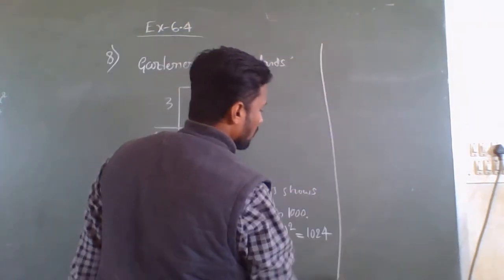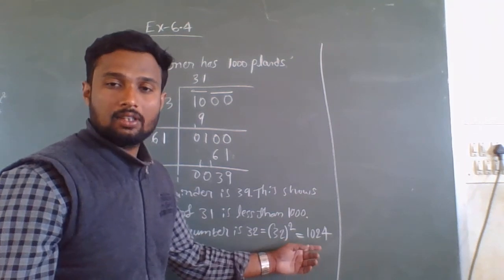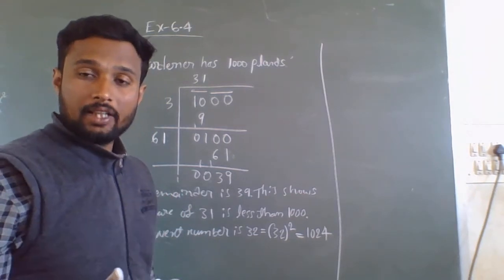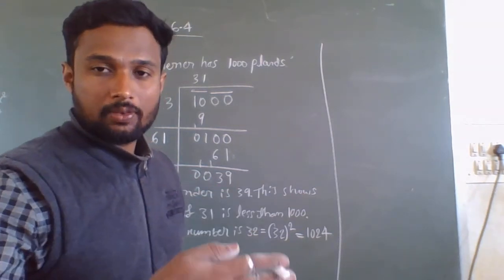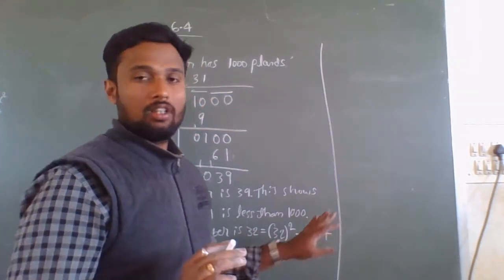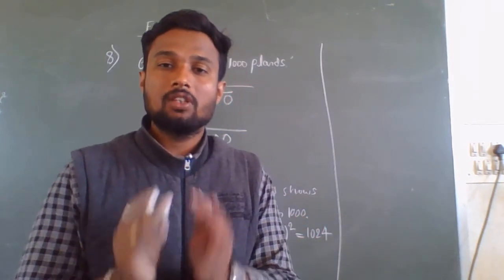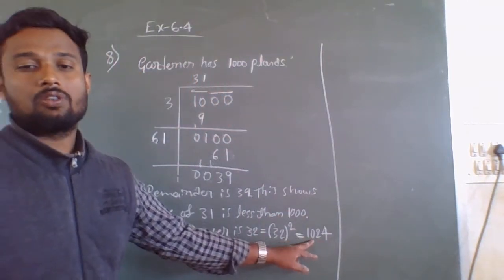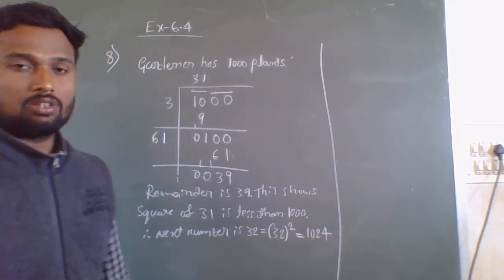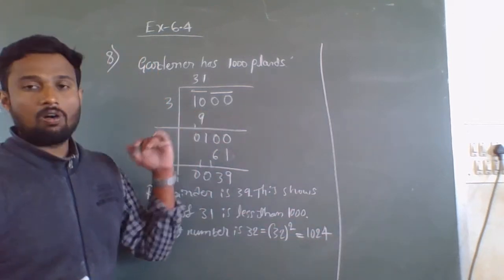So 1024, what do we have to check now? We got to know this 1024 is a perfect square number, where number of rows equals number of columns. You should remember that when you get a perfect square number, only then you get number of rows equals number of columns. So here 1024 is the perfect square number because the square value of 32 is 1024. Now we have to check whether 1024 is greater than 1000 or not.